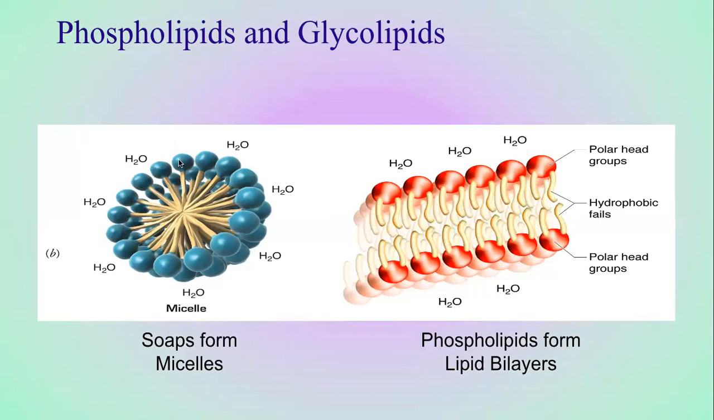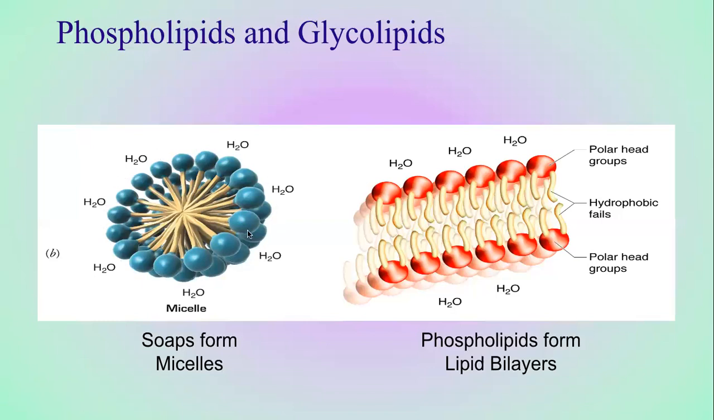So what you want to think about is that polar parts can interact with water, non-polar parts can't. So you want to hide those non-polar parts on the inside and only have the parts that can interact with water on the outside.